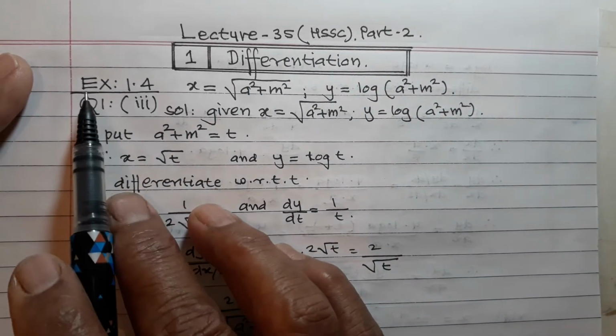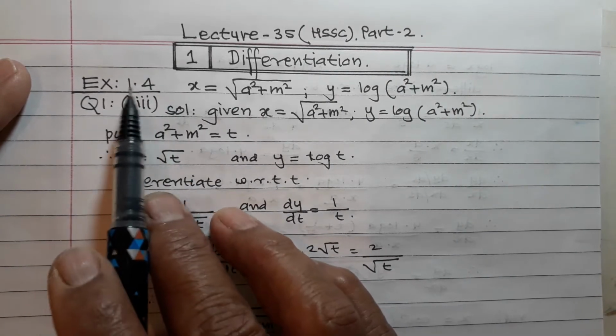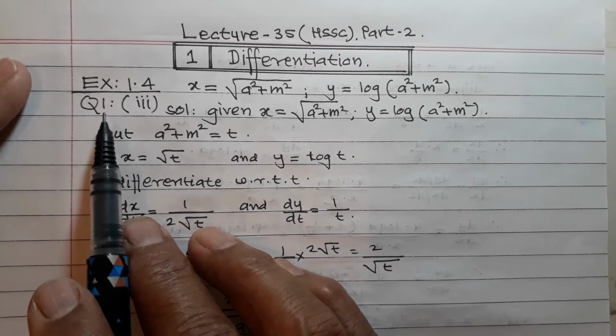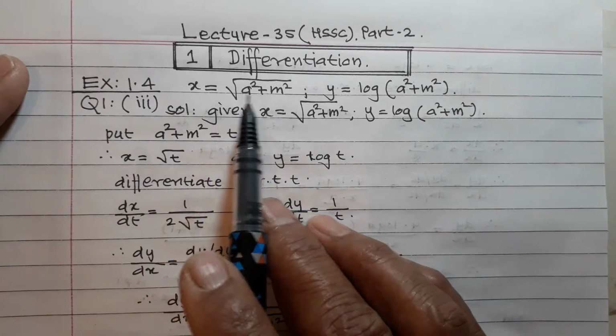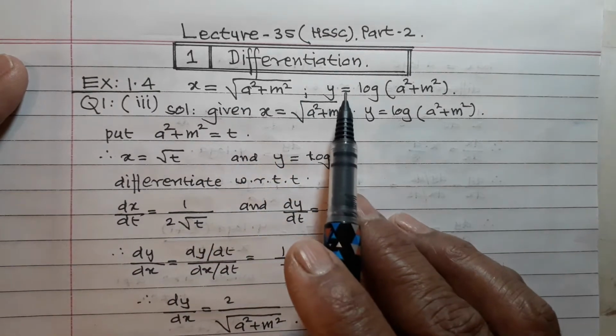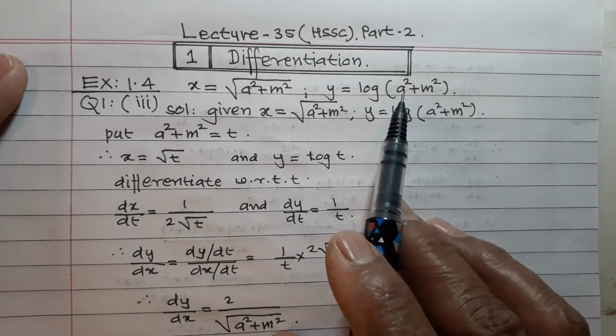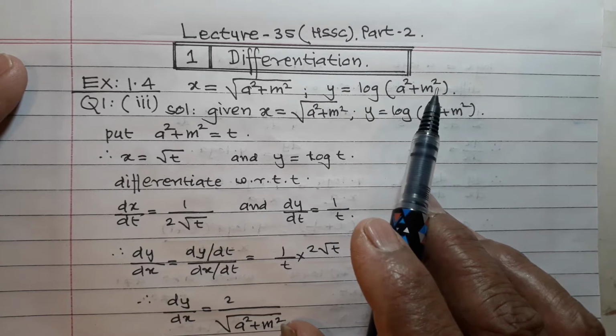In this lecture, I am going to explain some more examples from Exercise 1.4, question number 3. x = √(a² + m²) and y = log(a² + m²).